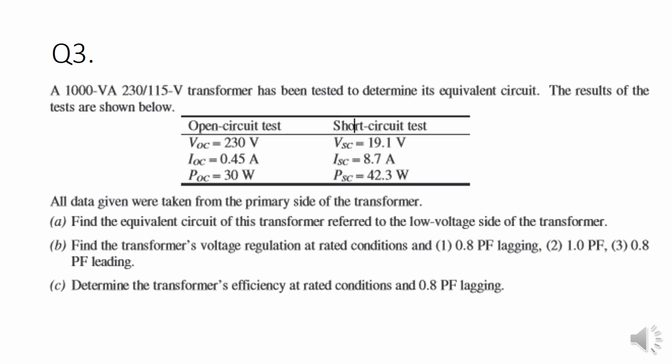Therefore, a is equal to 230 divided by 115. Okay, so our next question is to find the transformer's voltage regulation at rated conditions and 0.8 power factor lagging, unity power factor, and 0.8 power factor leading, right? Then you are asked to determine the transformer efficiency.